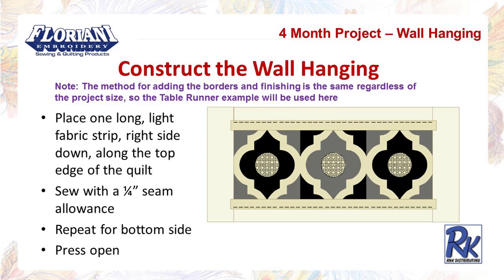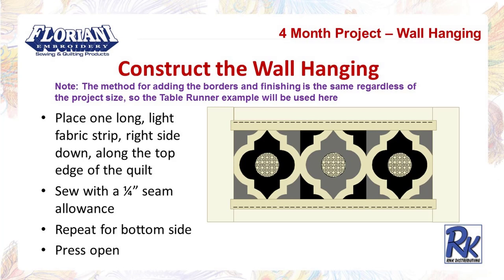Next, we're going to add the last pieces of fabric for our borders and backing material. And I just want to note that the method for adding the borders and finishing up this project is the same regardless of the project size. So we're going to use the table runner example from last month. And that's what the pictures are. The procedures are the same. You'll just have to use your bigger wall hanging.